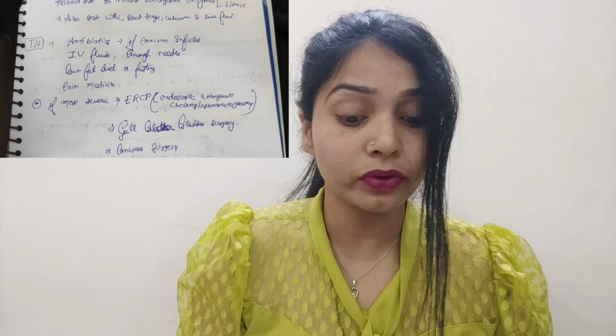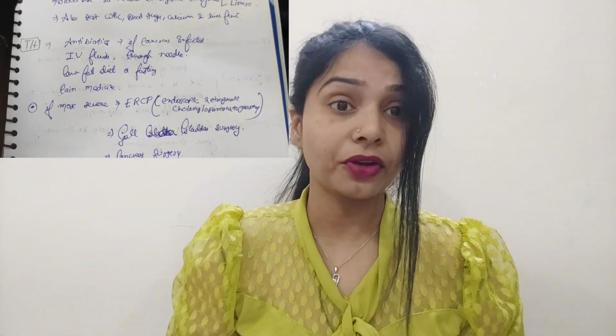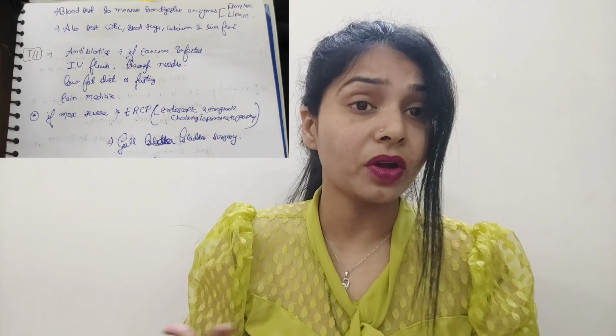And if it's severe, you have to do endoscopic retrograde cholangiopancreatography, that is the ERCP, right? If it's affecting the gallbladder, and there are gallstones, you have to do a gallbladder surgery, and you have to do a pancreas surgery. So these are the things you have to do when these cases become severe, right? So those are the points you have to remember related to acute pancreatitis.